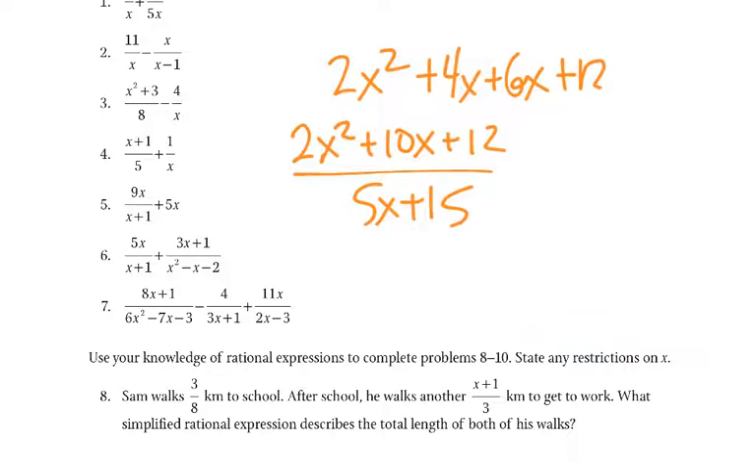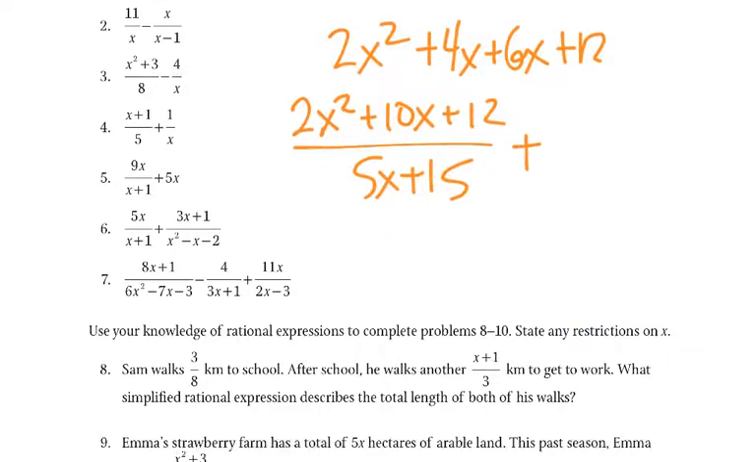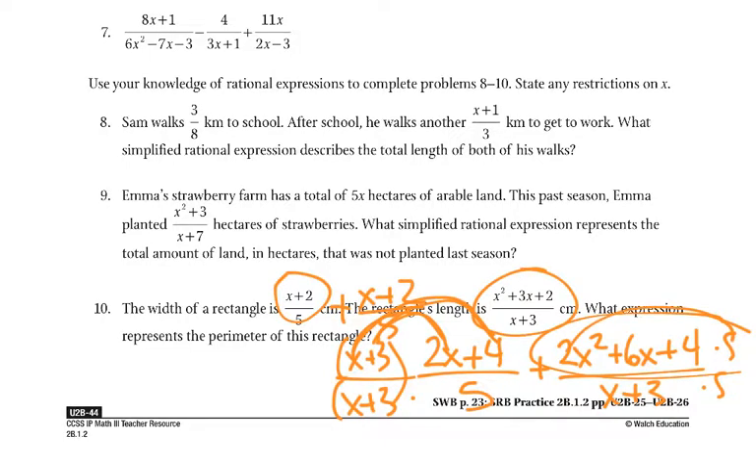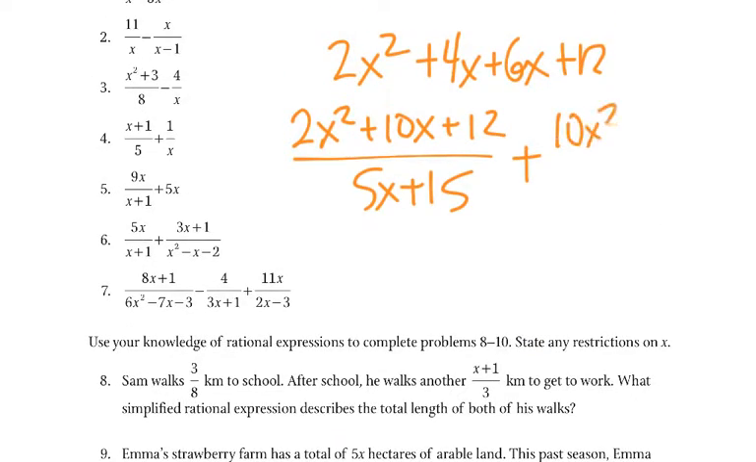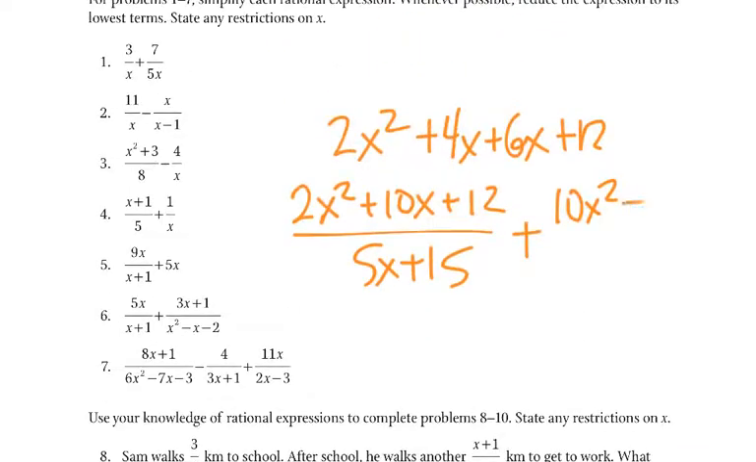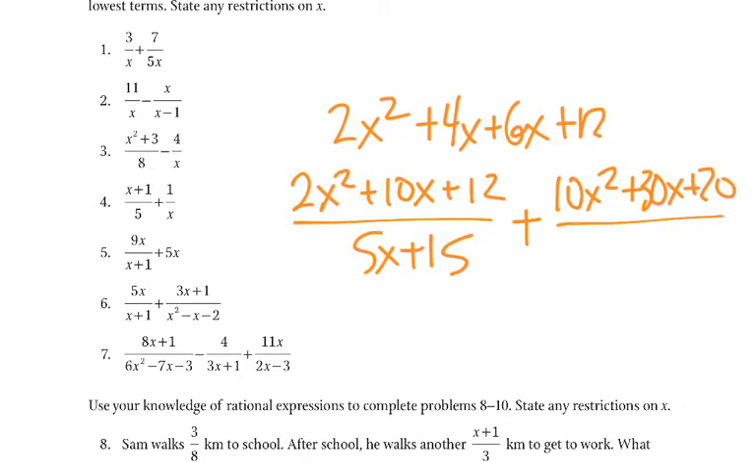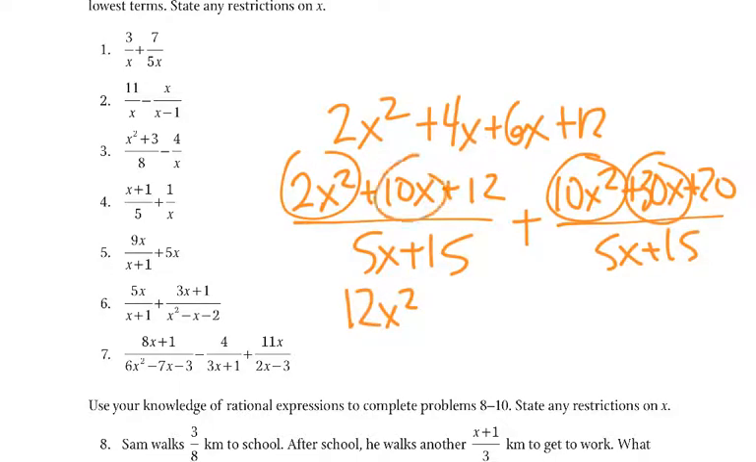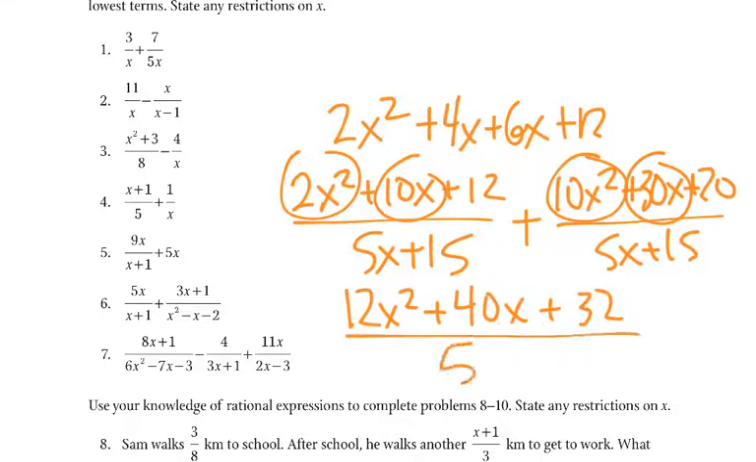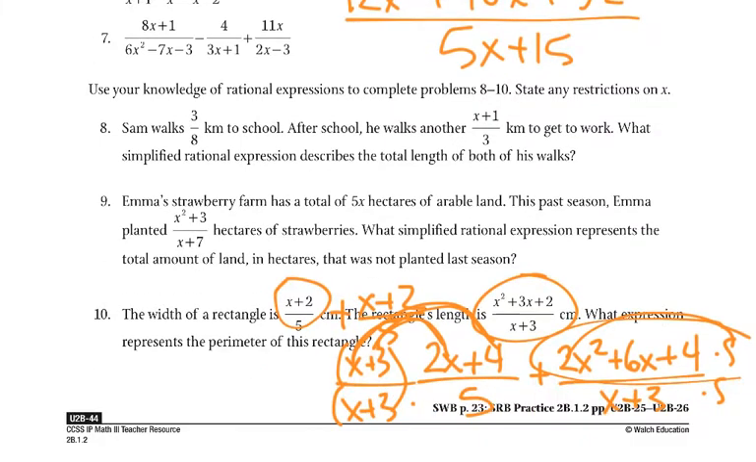Okay. Then we're adding to that this side, so that would be 10x² plus 30x plus 20, all over 5x + 15. Combine like terms. 12x², 40x plus 32, all over 5x + 15. Now, could we try to simplify this one? Yeah, we probably could. There's probably something we could take away.